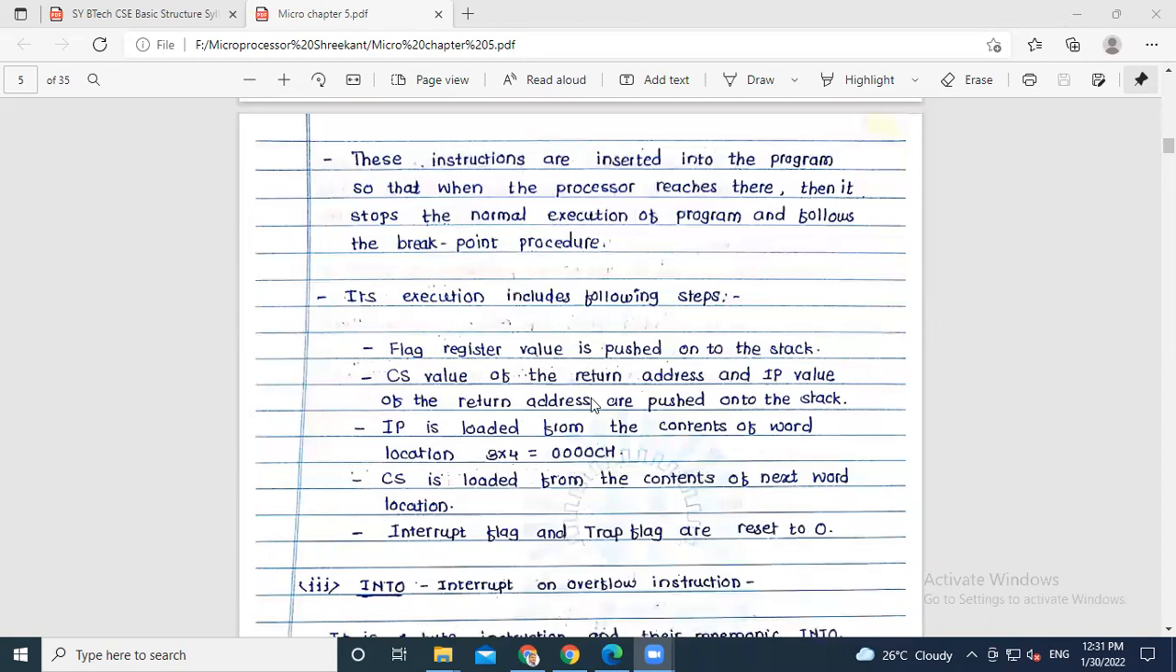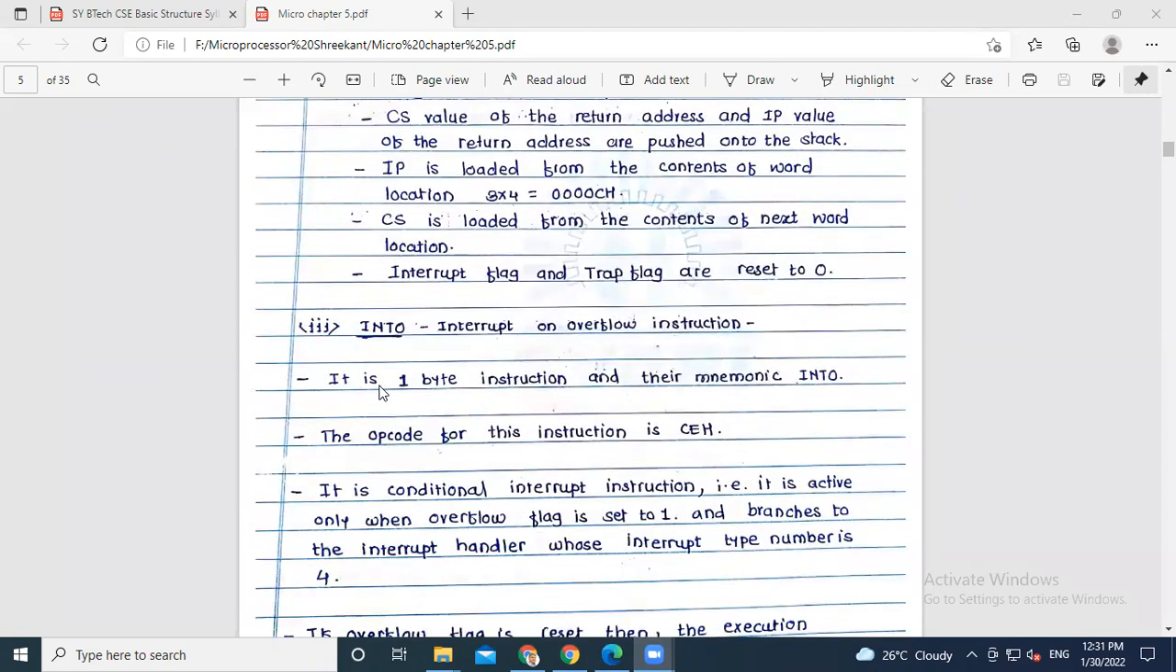So here are some breakpoint procedure points I have to mention: the flag register, code segment, instruction pointer, and code segment with the word location, and the interrupt flag and trap flag. We have to use this everywhere in the interrupts. Four to five things you have to remember: flag register, code segment, instruction pointer, code segment with the word location, and the interrupt and trap flags are set to 0 while applying the interrupts.